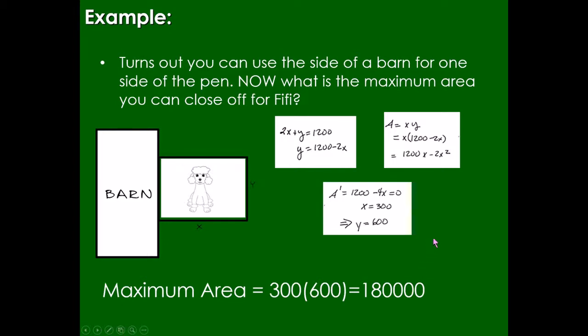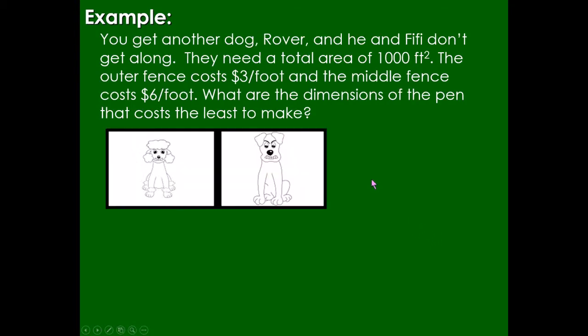Now, the next example, you got a new dog, and they don't like each other. They don't like each other a lot. So you need to buy strong fencing so they don't hurt each other. The outer fencing is $3 a foot, and they're too stupid to know that they can go off the sides and get to each other. The middle fence has to be much stronger, and it's $6 a foot. What dimensions do we make so that it costs the least amount of money?